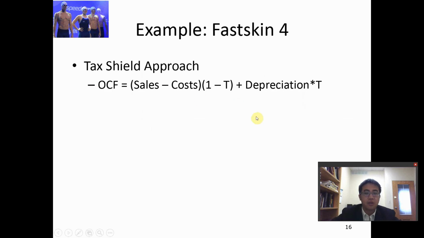All right, so right here, as you can see, there's a tax shield approach. You can either get the net income and then directly add depreciation back, or you just use sales minus costs. This is called a gross margin, and then you multiply by one minus the tax rate, and then add depreciation times tax rate. This is another way to calculate operating cash flow.